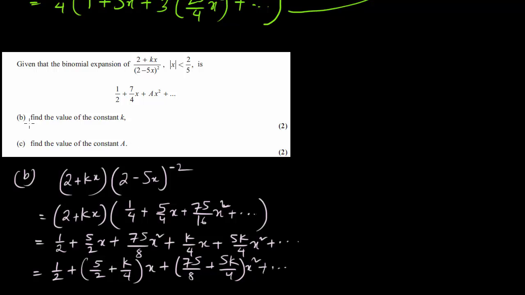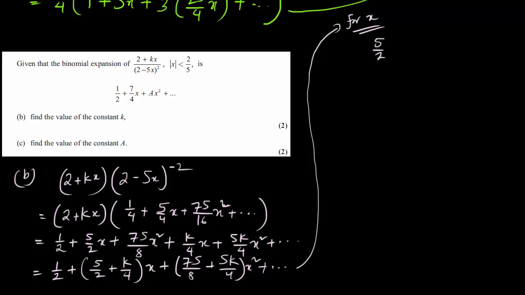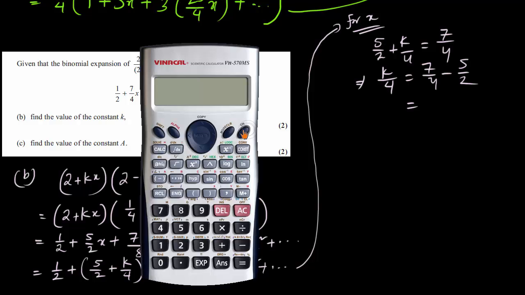Now in question number B, we have to find the value of k. In order to find the value of k, we can write it down as the coefficient of x, which is 7 by 4. So for x, on one side we have x has a coefficient of 7 by 4. On this side we have 5 by 2 plus k by 4. So 5 by 2 plus k by 4 equals 7 by 4. That means k by 4 equals 7 by 4 minus 5 by 2, which turns out to be minus 3 by 4.